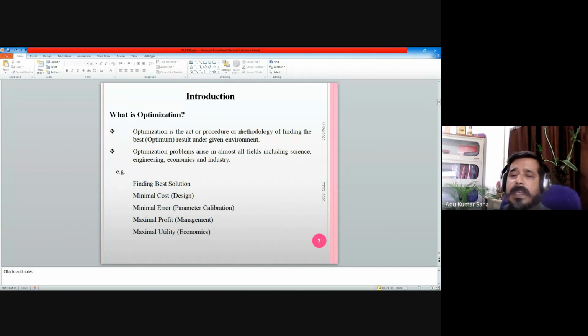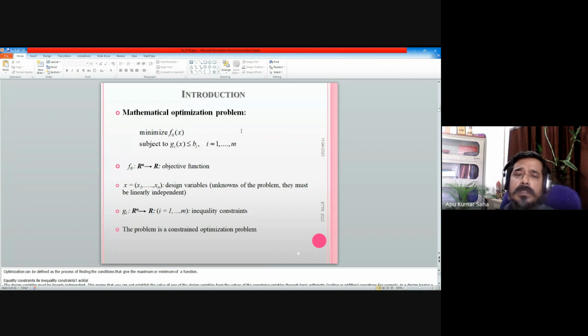Now, mathematically, how can we write an optimization problem? We take minimize, because any maximization problem can be converted into a minimization problem by multiplying by minus one or taking the reciprocal. Similarly, a minimization problem can be converted into a maximization problem. So if you can solve one of them, you can solve both. The standard operation is always minimization: minimize a function f(x).